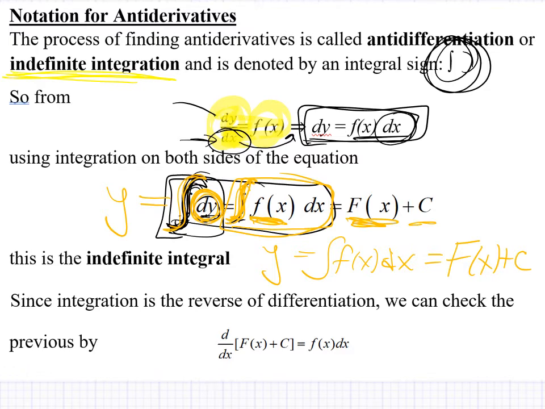A quick way to check your answer is that I could just take the derivative of this antiderivative here, and I should get back to the original function. Okay, pretty simple.